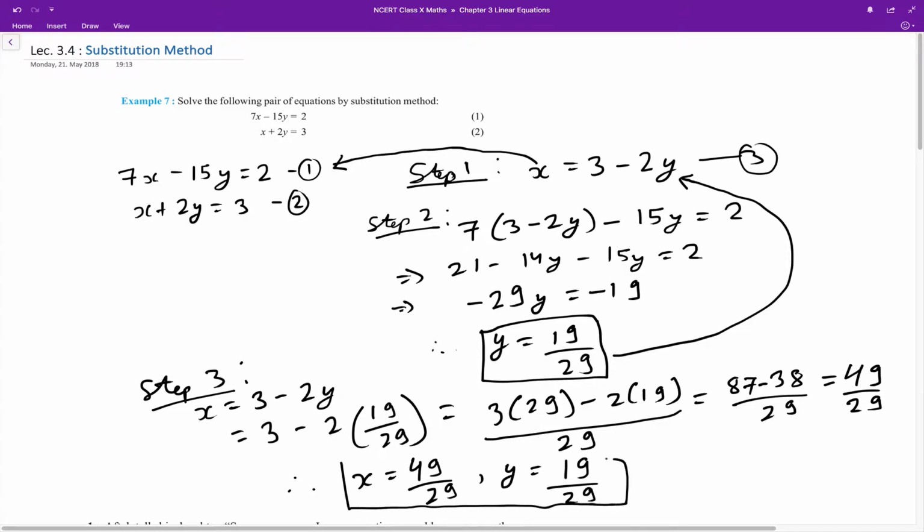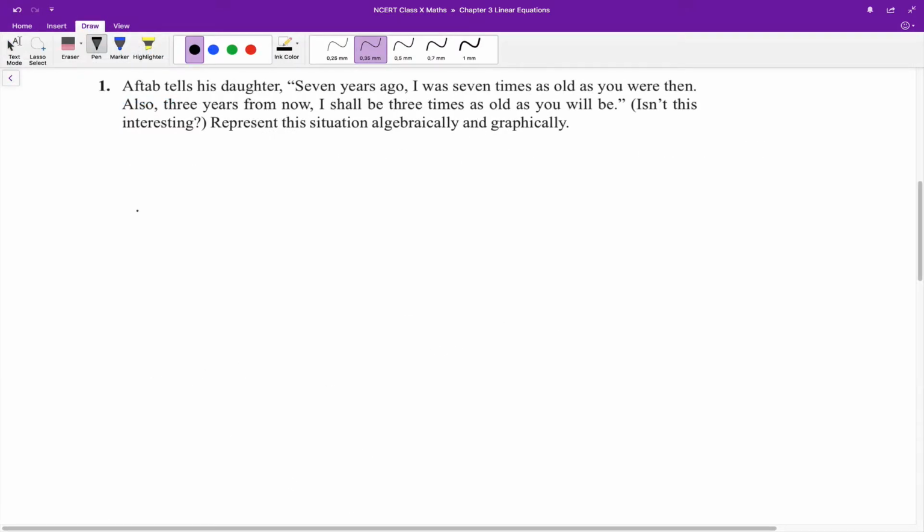So this method is as simple as this. We start with step 1, represent one variable in terms of the other. In step 2, we just substitute this variable into the other equation and then solve for that variable. And in step 3, we put this value back into the equation we got in step 1, and we solve for the other variable and we get our unknown values for x and y. Okay, let us have a look at another example.